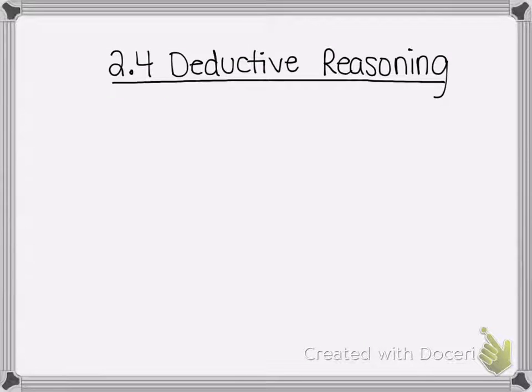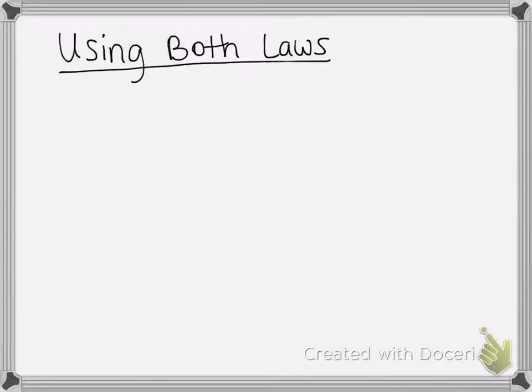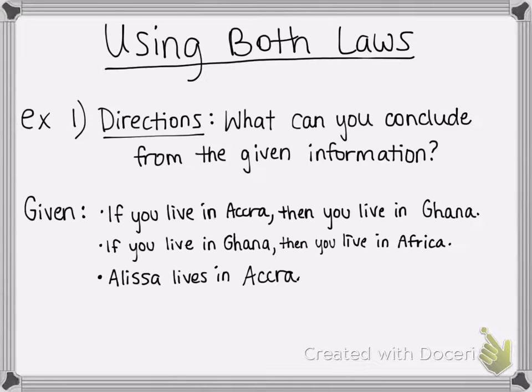Okay, so the last one for 2.4 is putting the laws together. So you're still trying to figure out what information you can conclude, but now instead of being given 2 statements, you're going to be given 3. So this is example 1.